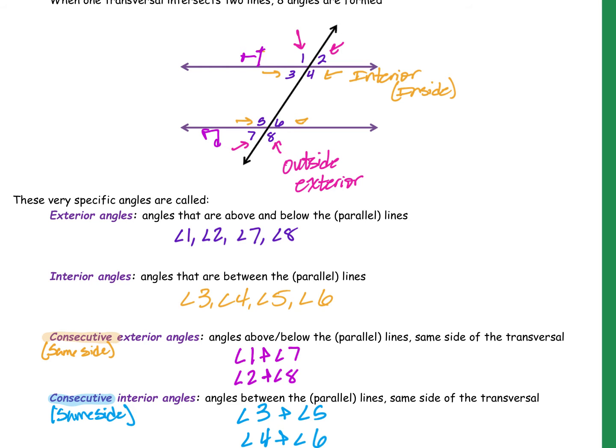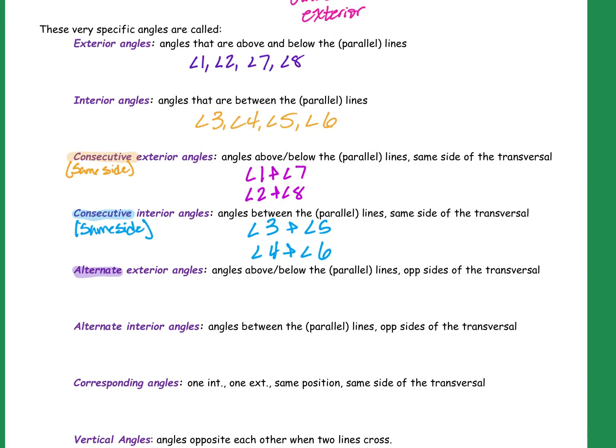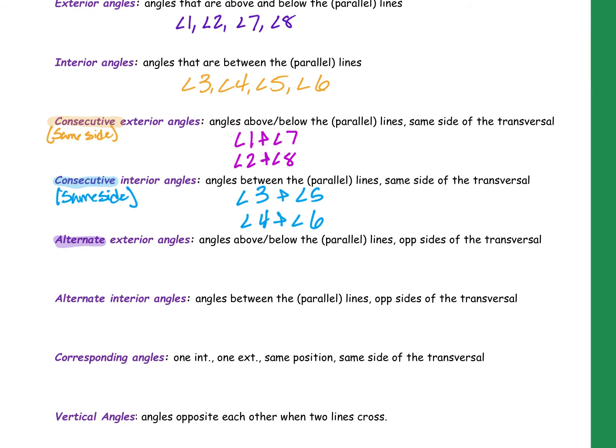Alternate exterior angle. Yep. That would be 1 and 8. Yes, 1 and 8 and 2 and 7. Very good. Angle 1 and angle 8 and angle 2 and angle 7.